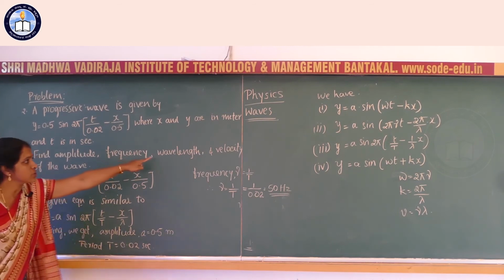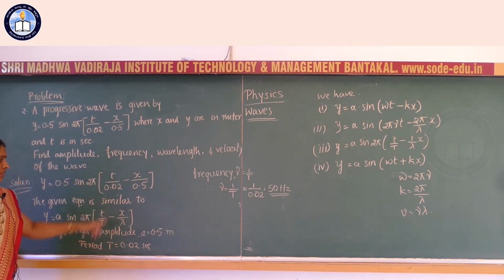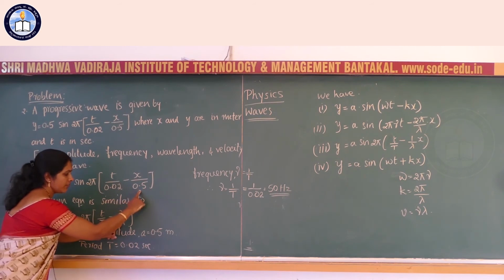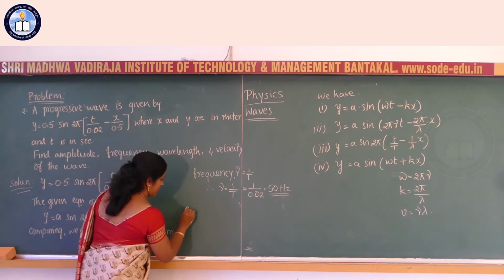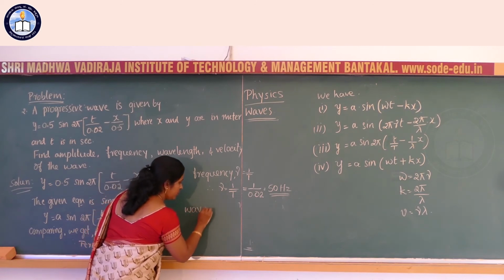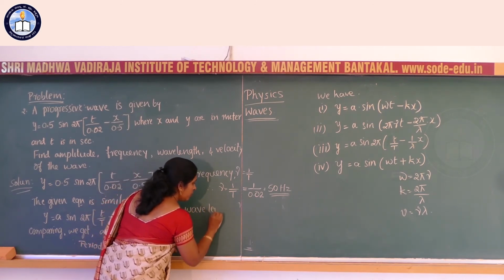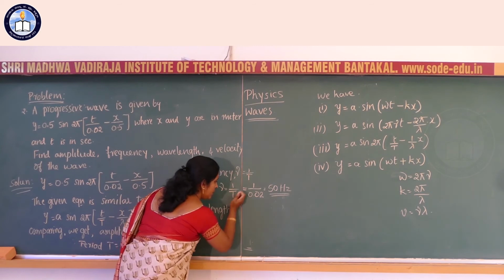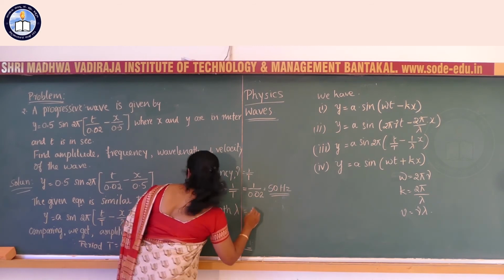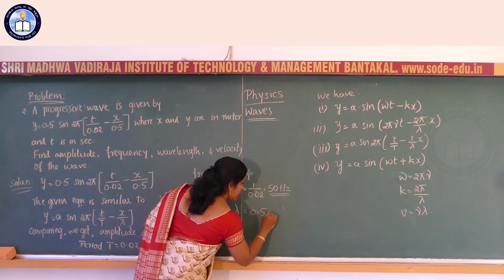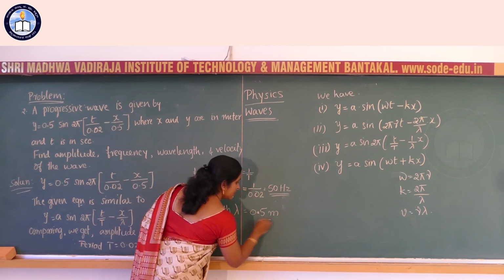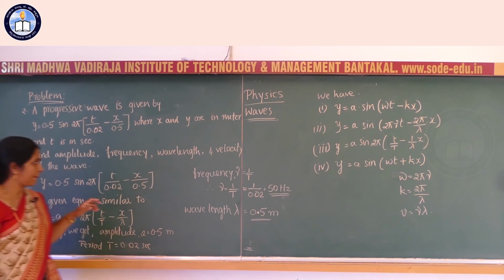Next, it is asked to calculate wavelength. In place of lambda, we have 0.5. Comparing the two equations, we have wavelength lambda is 0.5. Wavelength is a measure of distance, therefore SI unit is meter.